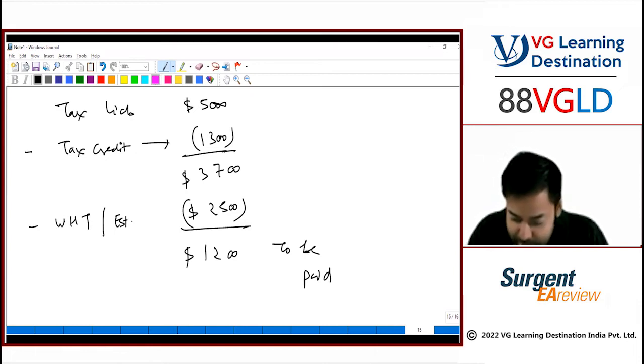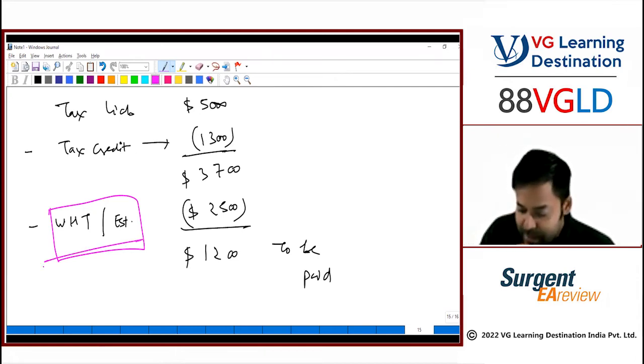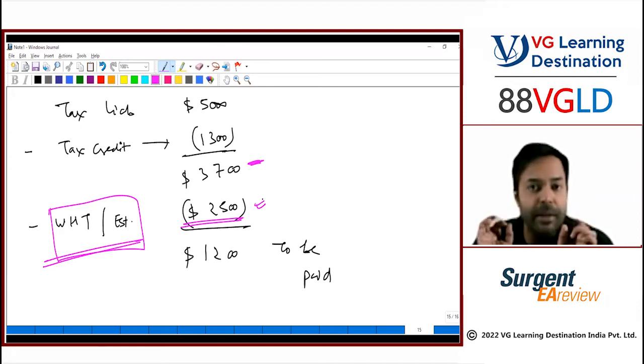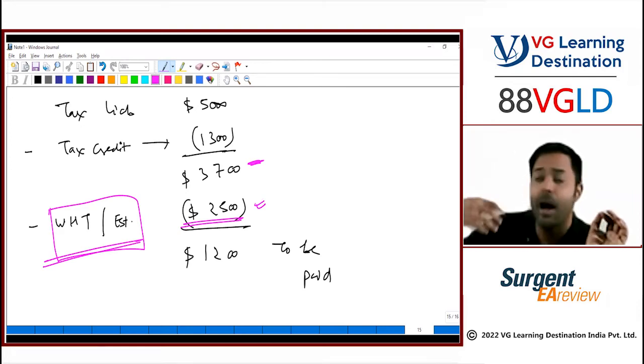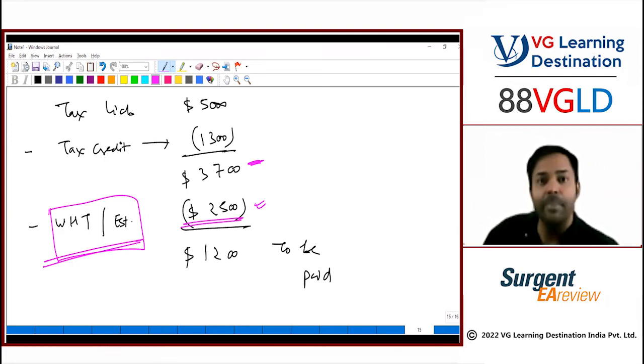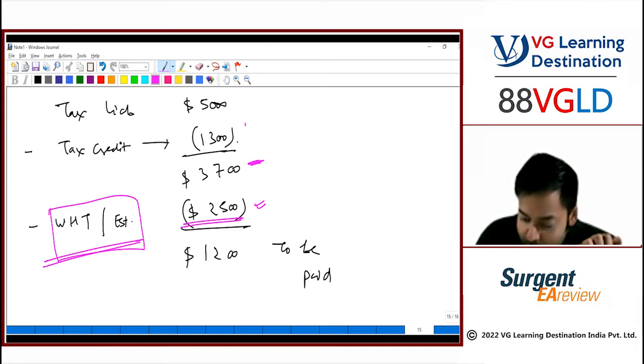Guys, is this reducing your tax liability? Overall tax liability, is it reducing? Withholding tax or estimated taxes, is it reducing your tax liability? No, this is just how you are paying the taxes. You're supposed to pay 3,700. How you pay is a different point. I am paying by withholding tax, I am paying estimated taxes, I am paying in cash. That's how you are paying it. Tax liability comes down like that.